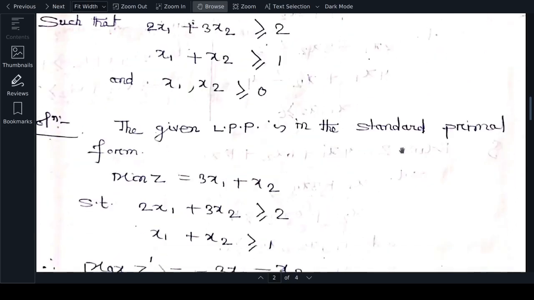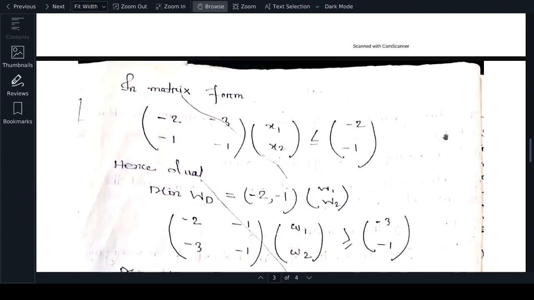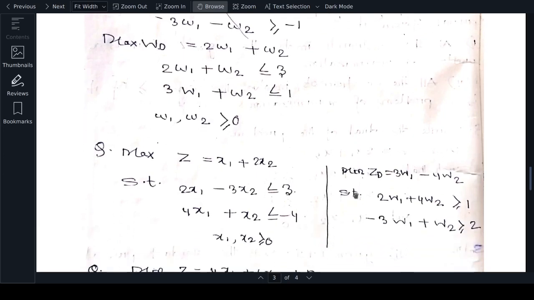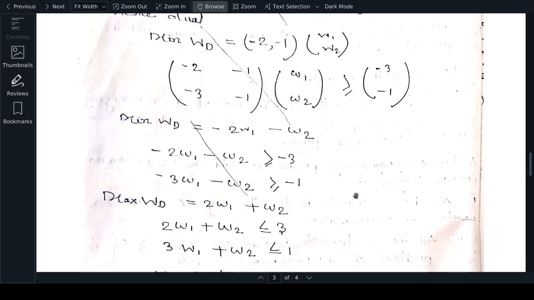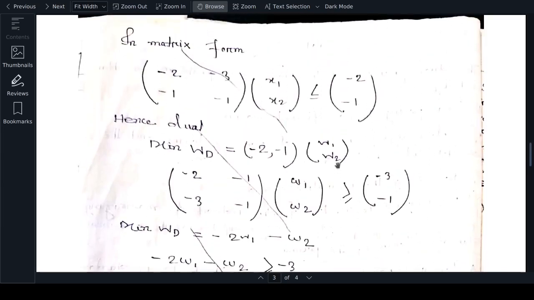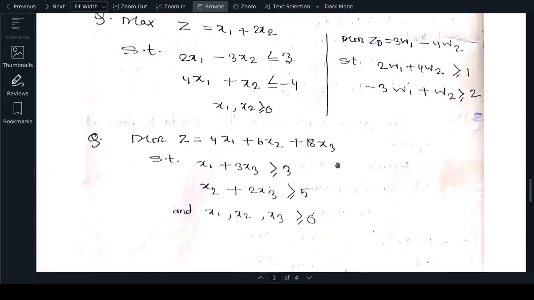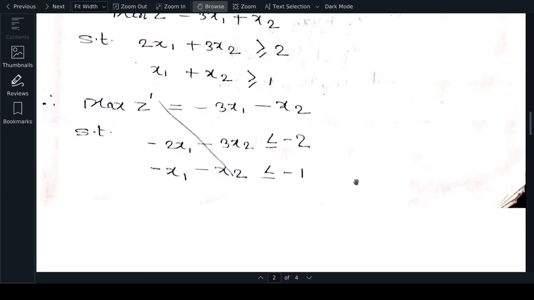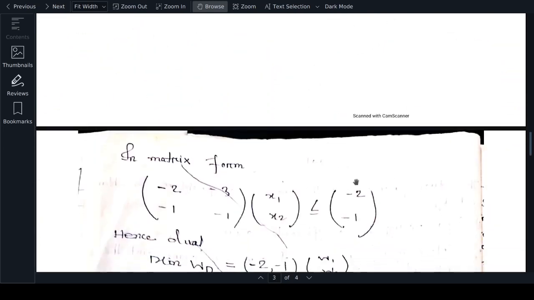Next, first you write it in the matrix form. The matrix form will be 2 comma 3, 1 comma 1, times x1 comma x2, greater than or equal to 2 comma 1. Here there was a minus sign written, so this should be plus, for this reason I cut this one. Then what will be its dual?